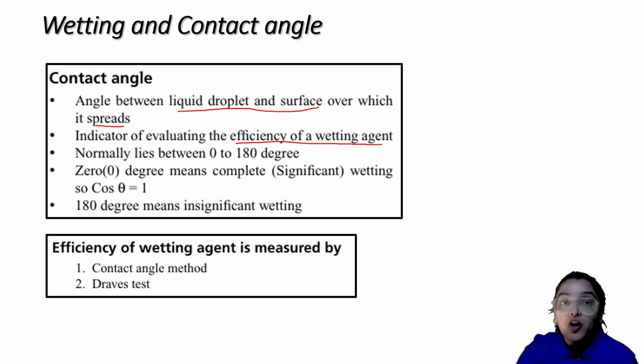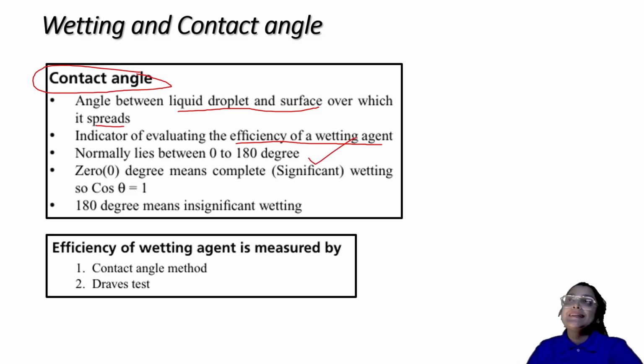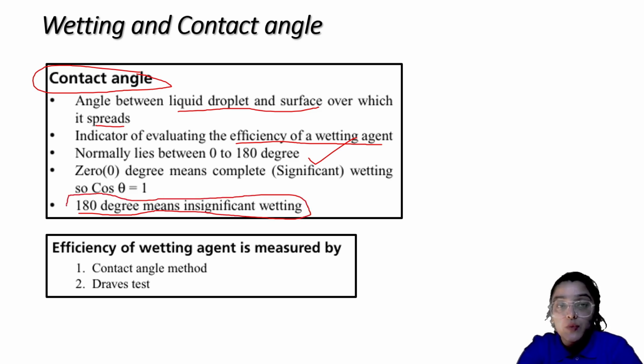The value of contact angle lies between 0 to 180 degrees. If the value is 180, it indicates non-wetting condition. Like, the value should be greater than 90. If it's greater than 90, then it is a non-wetting condition. If it's around 90 or 0, it will be the complete wetting, and less than 90 it is also considered wetting. Now if the value is 180 degrees, it means non-wetting condition, that is the insignificant wetting that I have talked about.